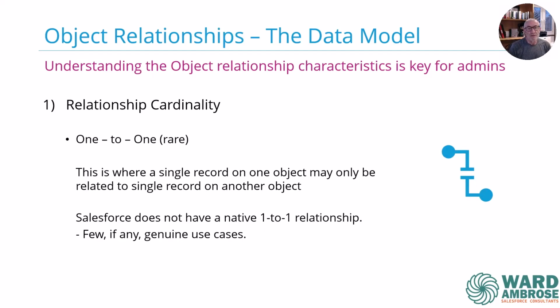The first type is a one-to-one relationship, and this is very rare. The one-to-one relationship is where a single record on one object may only be related to the single record on another object, and Salesforce doesn't have a native one-to-one relationship. There are few, if any, genuine cases. One that comes to mind is that you could have an individual who has a passport and the passport number. So the passport number is associated with one individual, who is associated with only that passport number. It's a rather contrived example.